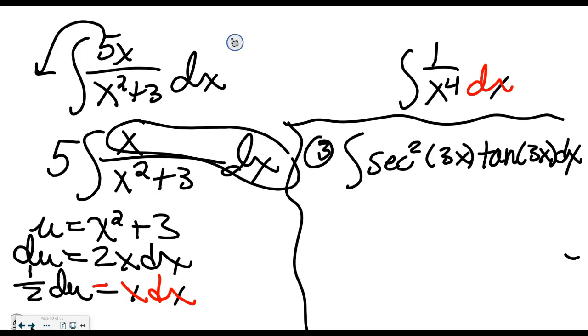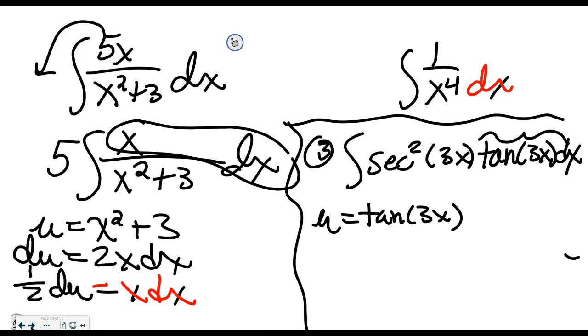Write that down. The inside function, I'm going to go 3x. Well, good luck getting secant squared of 3x. I'm going to let it be tangent 3x, and if that doesn't work, I better try secant, and if that doesn't work, I don't know what I'm doing, or it can't be done. There's only a finite number of things to try.